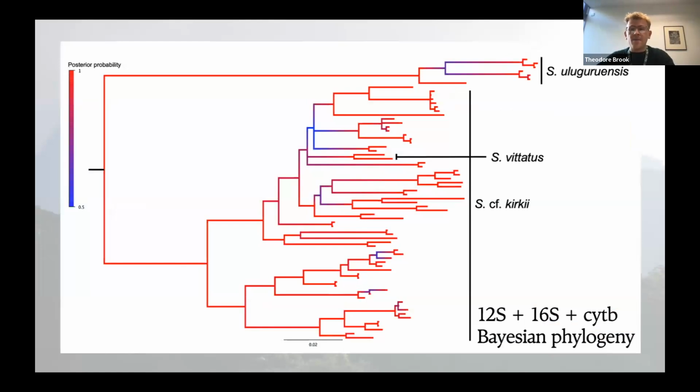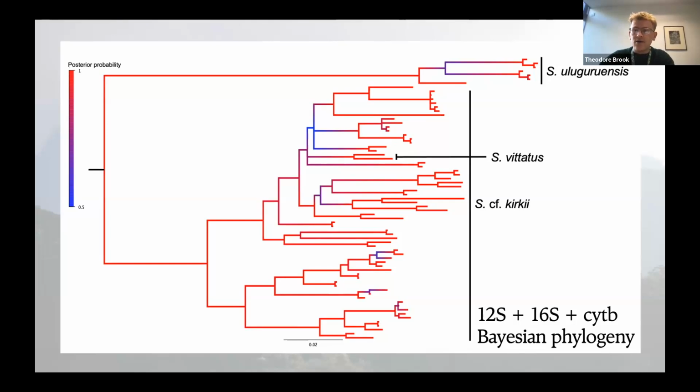So this is the first tree. Although we said we would combine nuclear and mitochondrial data, we weren't successfully able to amplify any of the nuclear markers during my master's, so we're currently working on that now. So I'm presenting only the mitochondrial phylogeny. Here's the Bayesian phylogeny, but the maximum likelihood and Bayesian phylogenies broadly agree.